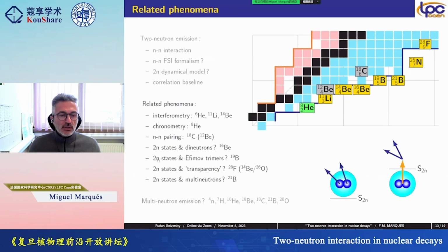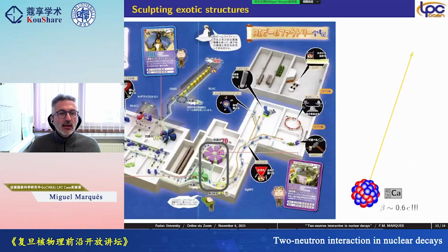Now, two-neutron states and Efimov trimers. So this is another very interesting case in physics. And the candidate here was boron-19. So boron-19, we moved from beryllium-16 to boron-19. And maybe for people that were not at my first seminar, I added this slide just to tell you where and how we do these things.